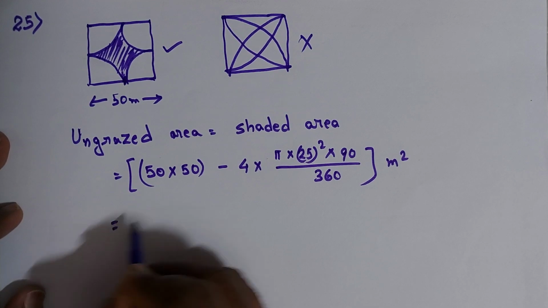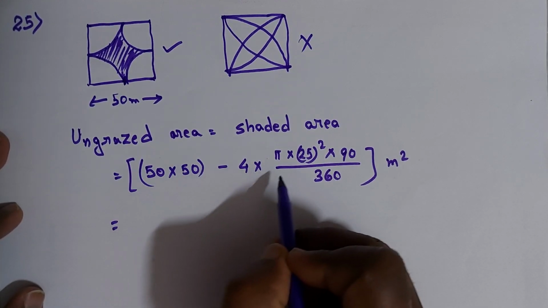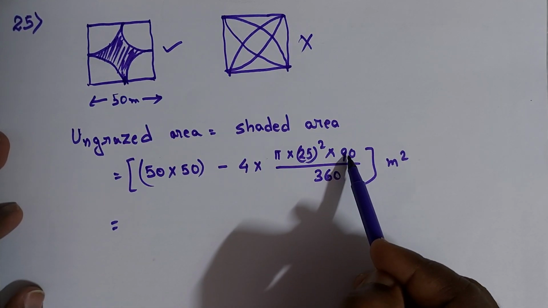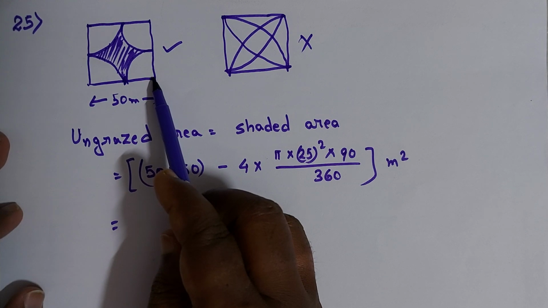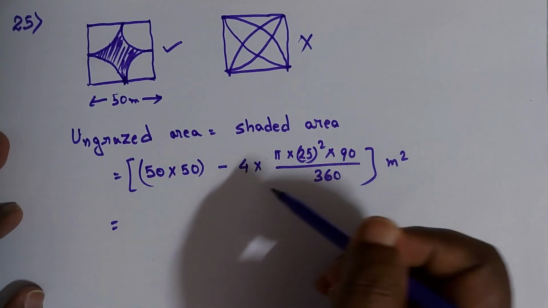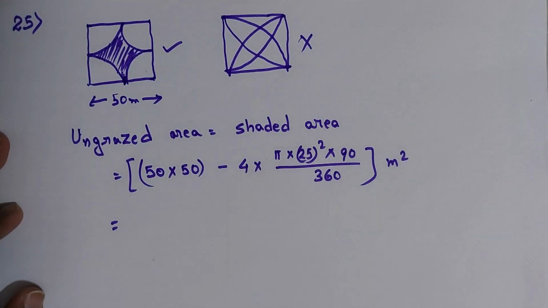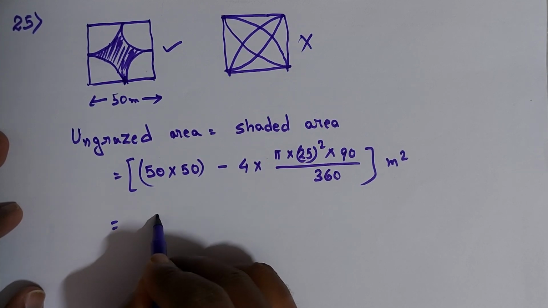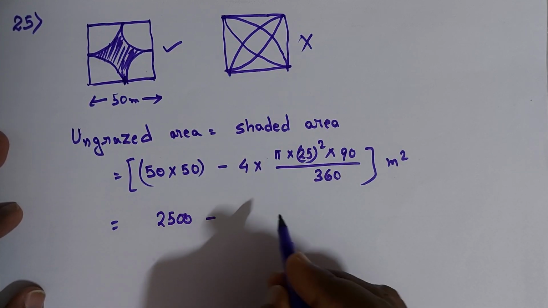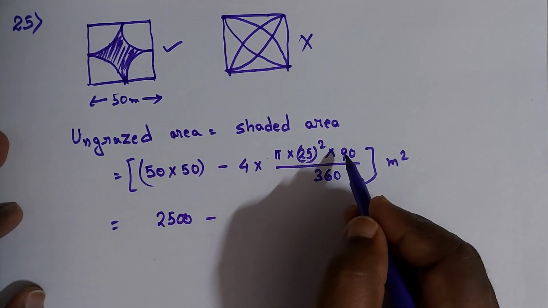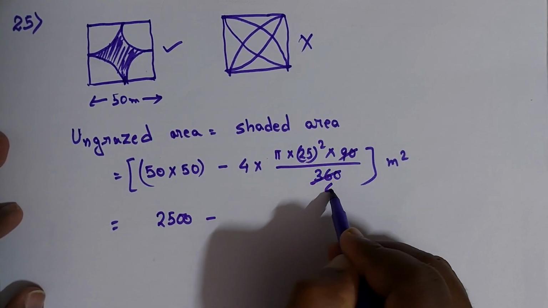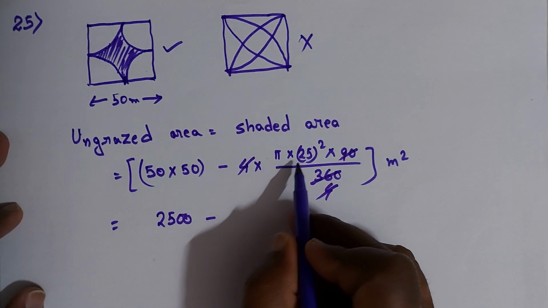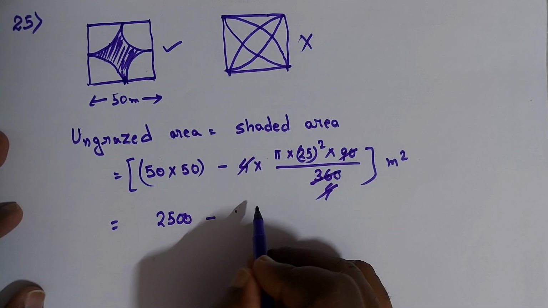Why is it like this? Because this is the area of the square field and this is the area of a single quadrant, that is pi r square into the angle 90 degree by 360, and since 4 sectors are there, so it is 4. So 50 into 50 is 2500 minus 4 into pi r square, value of pi is 3.14 and 25 square is 625.